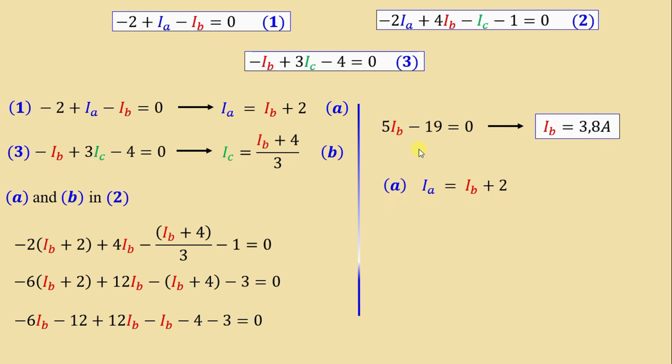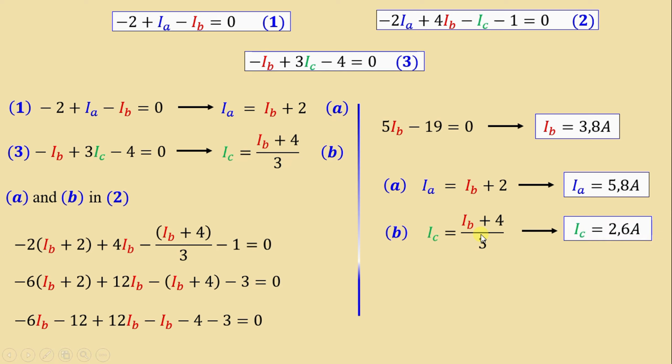We go back now to equation A. We have IA is equal to IB plus 2. That means IA is 5.8 amps. And we go to equation B. We have IC is equal to (IB plus 4) over 3. We have IB is 3.8. That means 7.8 over 3 is equal to 2.6 amps. Now we know that I is equal to IC minus IB. We already found IC, that's 2.6, and IB is 3.8. We obtain I is negative 1.2 amps.